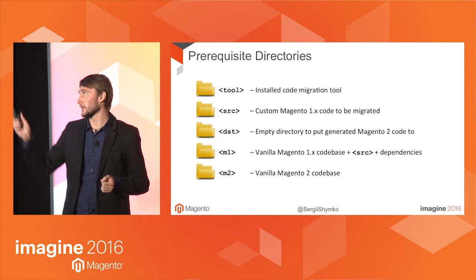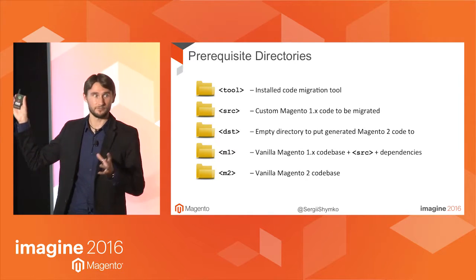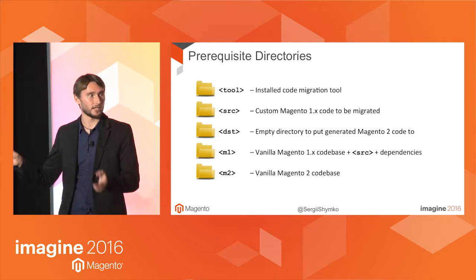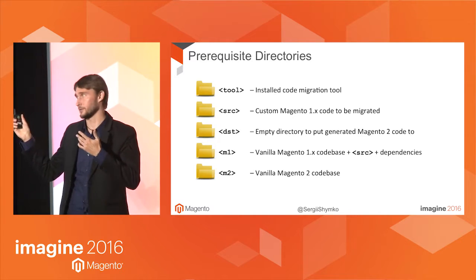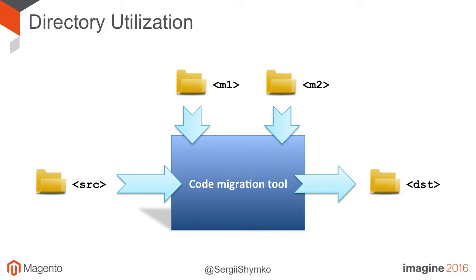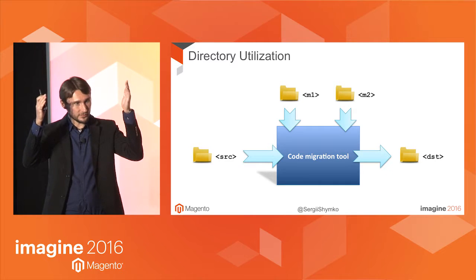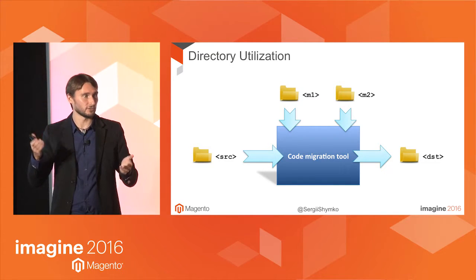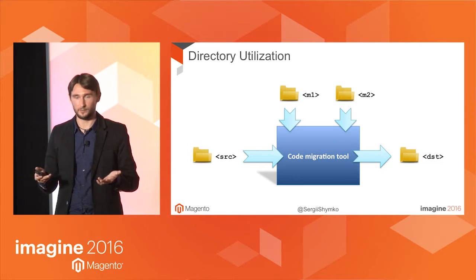I want you to memorize these directory names that I used. I'm going to be using them throughout the presentation to help you. That's how you can look at these directories. As an input, the tool accepts the source directory, generates output in the destination directory, and it uses the Magento 1 and Magento 2 directories just to look things up.